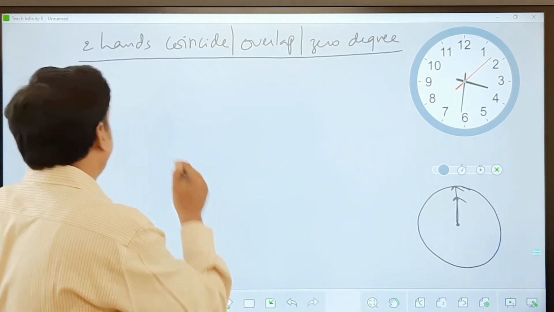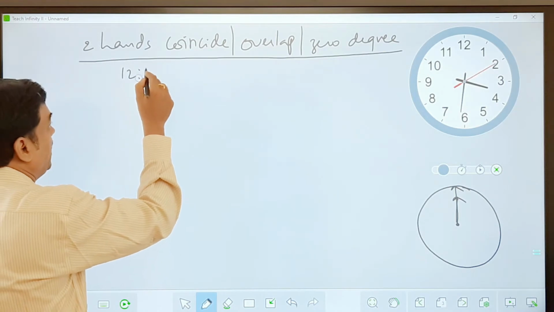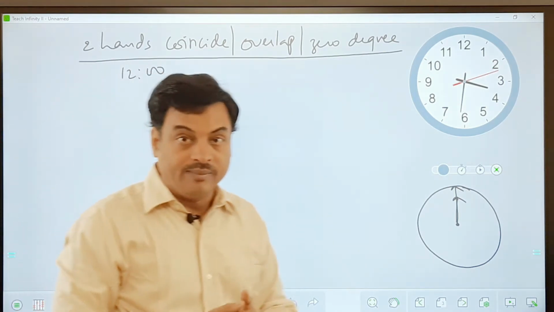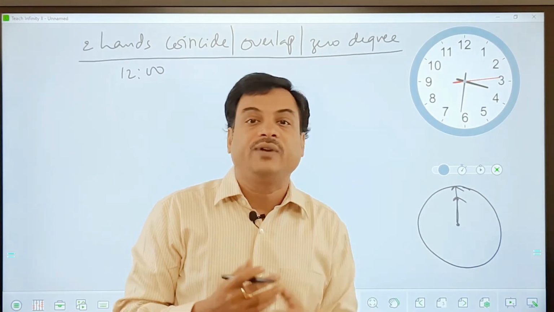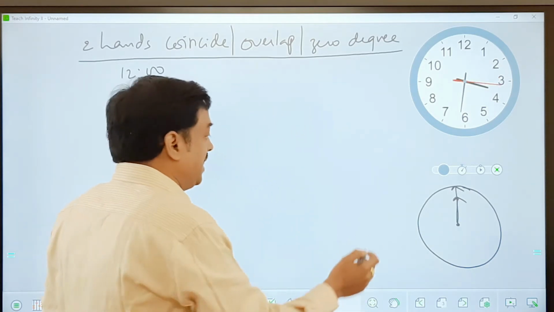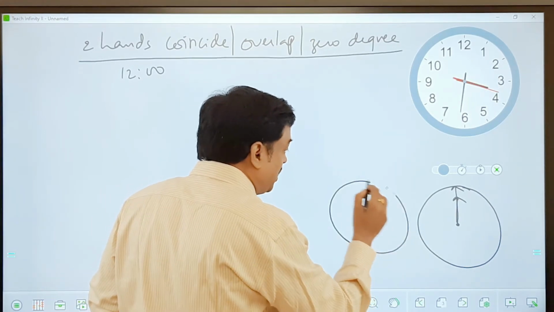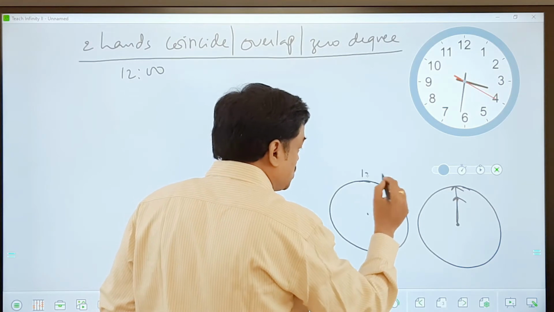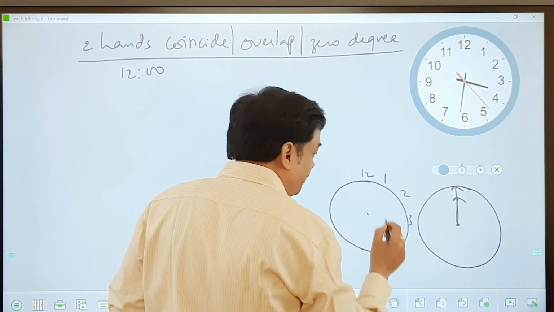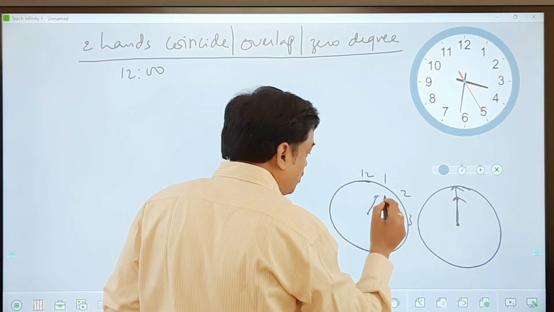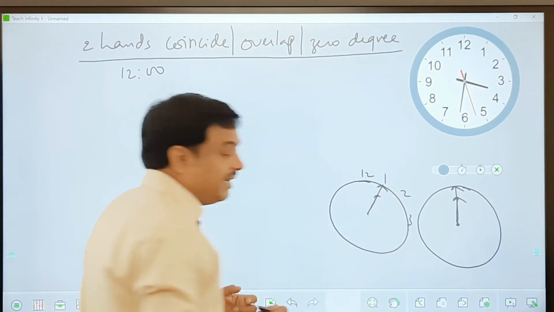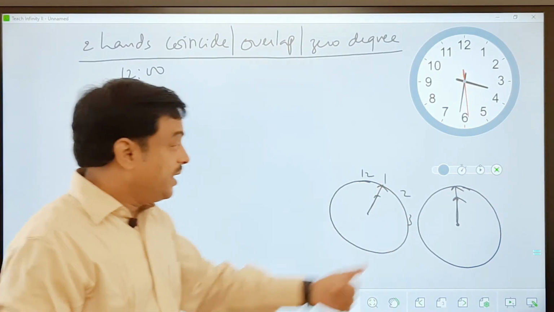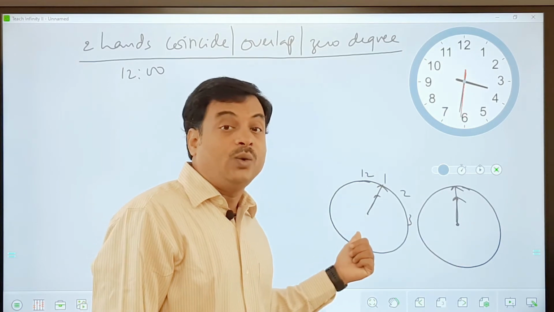So exactly at 12 o'clock I can see this happening. Now can you tell me when again it will happen? After 12, immediately after 12, when will it again happen? It will happen approximately at 1:05. You can see, say this is 12, this is 1, 2, 3, and both hands are almost pointing at 1:05, and then I can see the coincide is happening. So immediately after 12, it happens at 1:05.